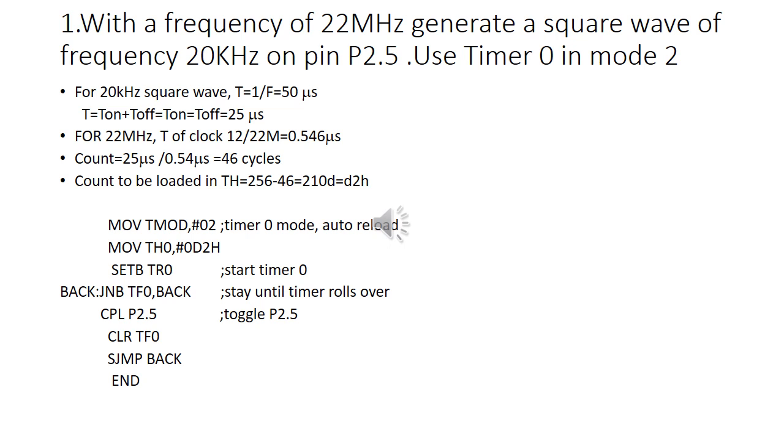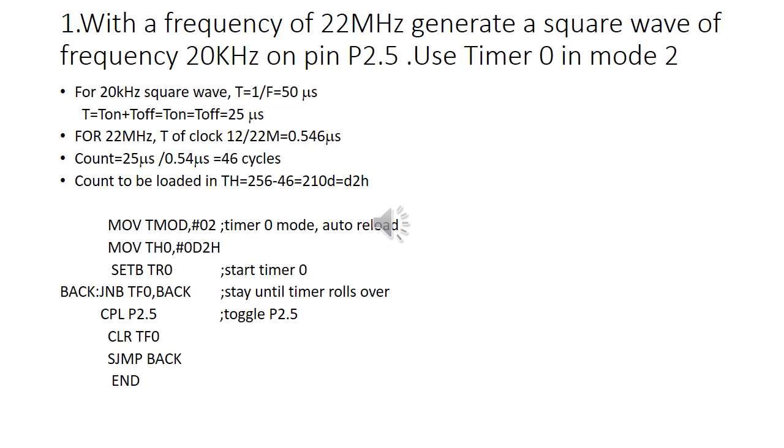Whenever you are going to generate a delay, you are going to consider either an on period or an off period. Here you are going to consider a crystal oscillator whose frequency is 22 MHz. So the time period of the clock will be 12 divided by 22 MHz. That will be equivalent to 0.546 microseconds. The count value will be the T on period or T off period divided by the time period of the crystal oscillator, 0.546 microseconds. If you simplify this, you are going to get 46 cycles.